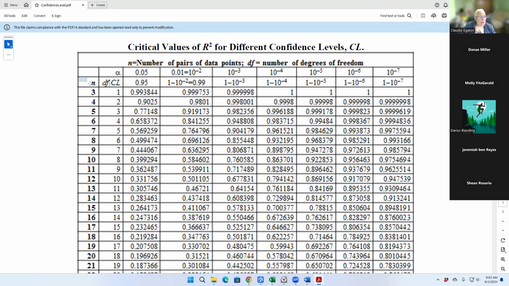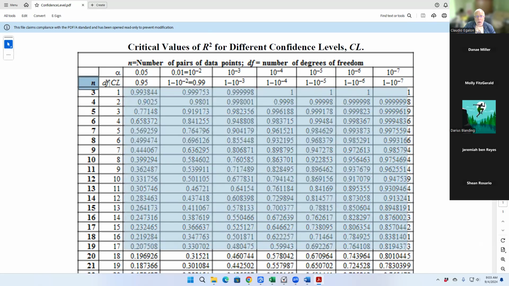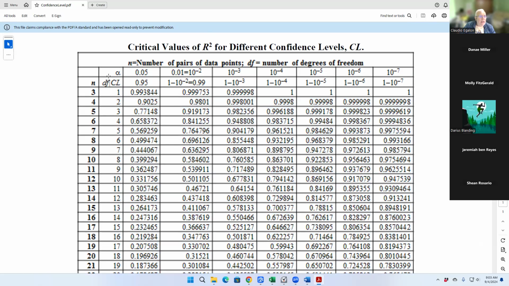So here you go. We have n here, we have r squared here, and then in this horizontal line we have the values of CL, the confidence level. We are not going to be using this column and this line. We are not going to be using those two.